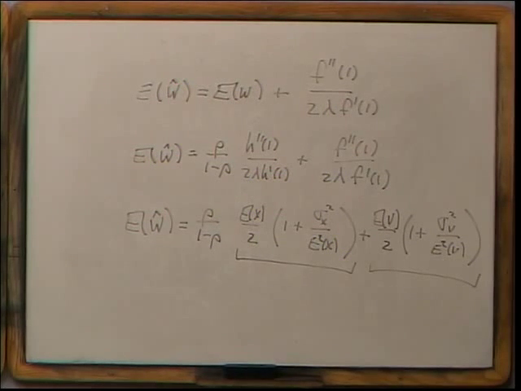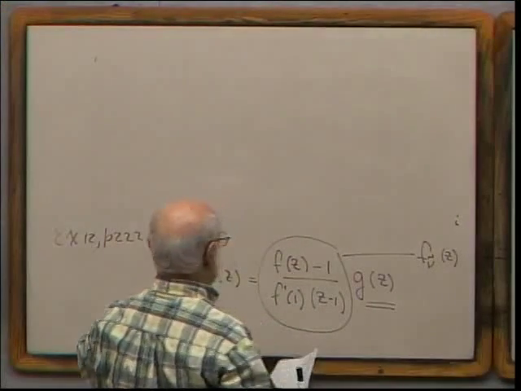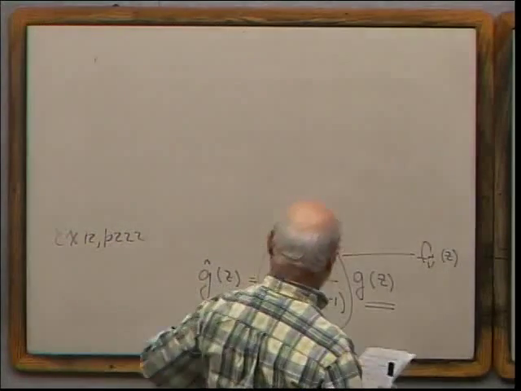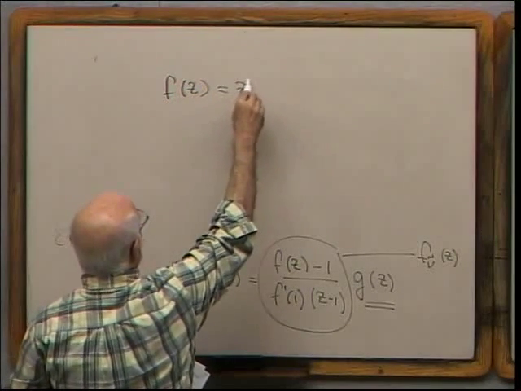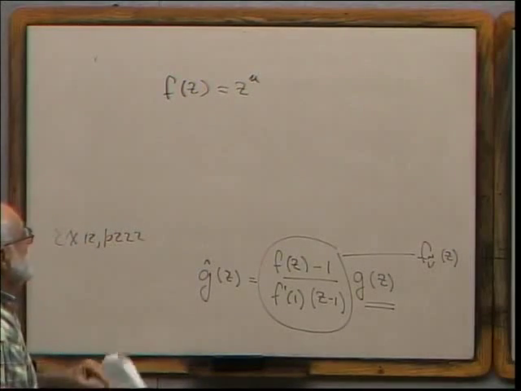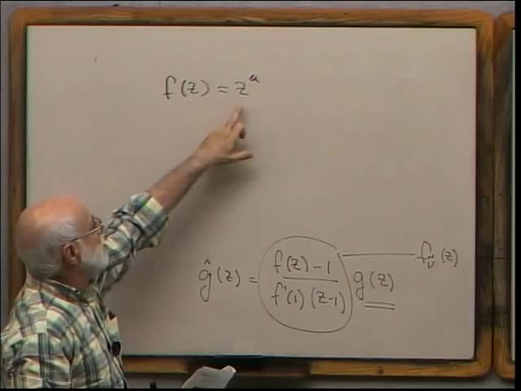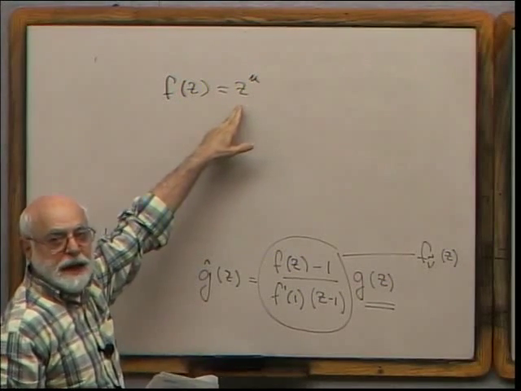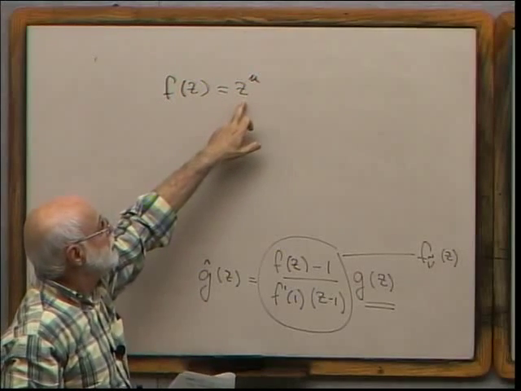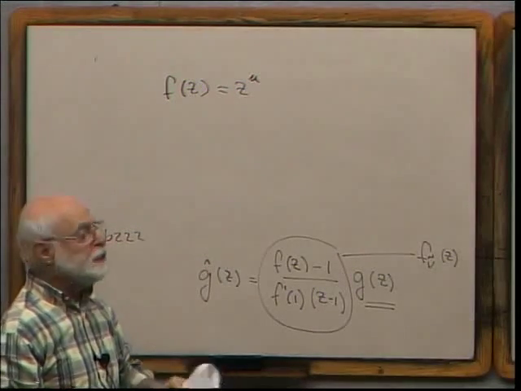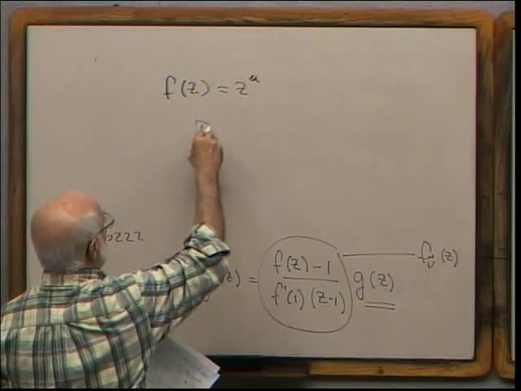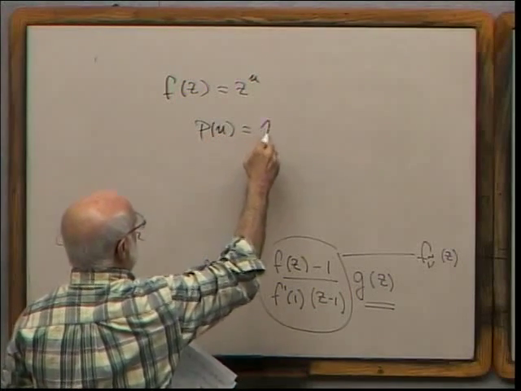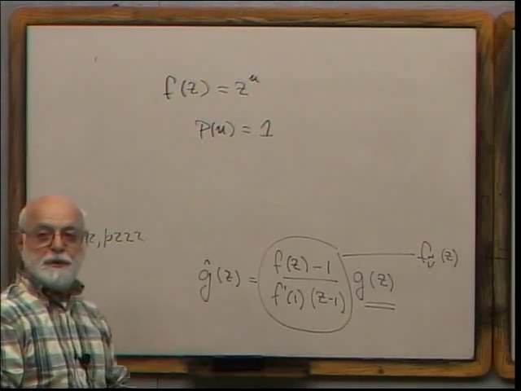For example, suppose that I said that f of z is z to the n. Okay, so what does that mean? That means that since this generates the probabilities that correspond to the number that arrived during a vacation, the coefficients of all of the terms in this expansion are 0 except one. So that means that the probability that when I return from a vacation, there are n customers present is 1, and all the other probabilities must be 0.